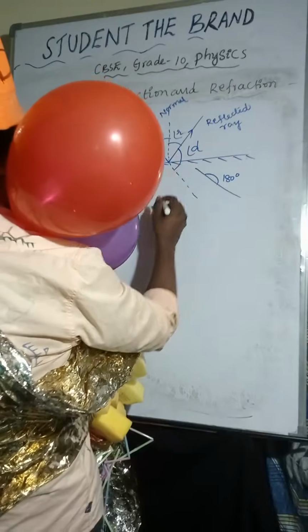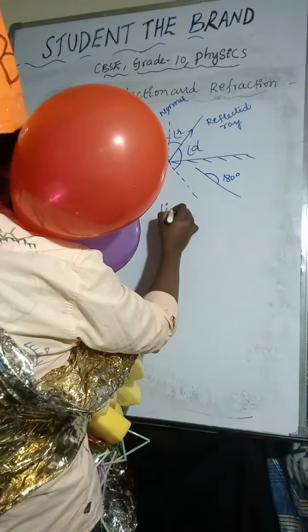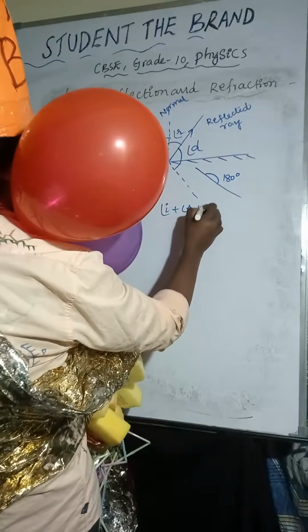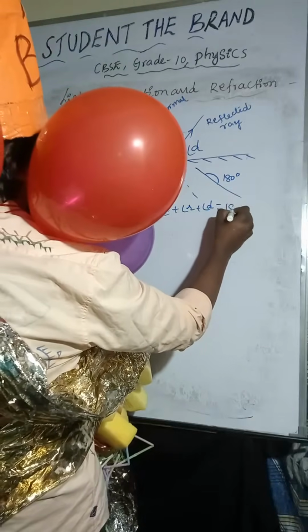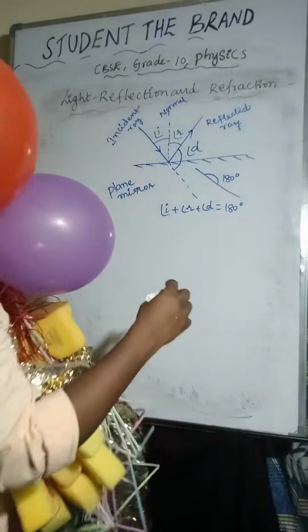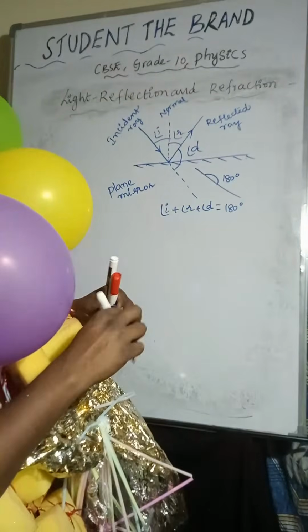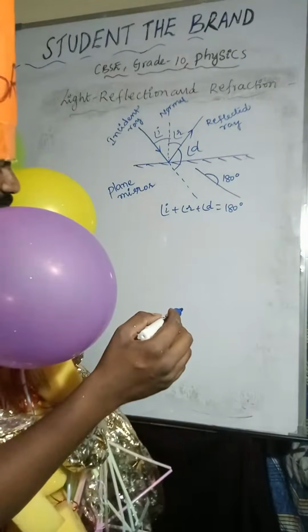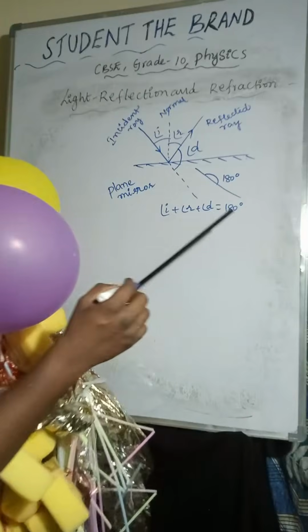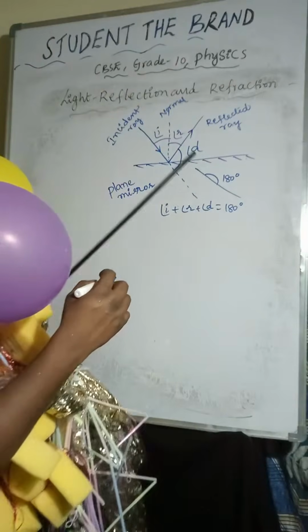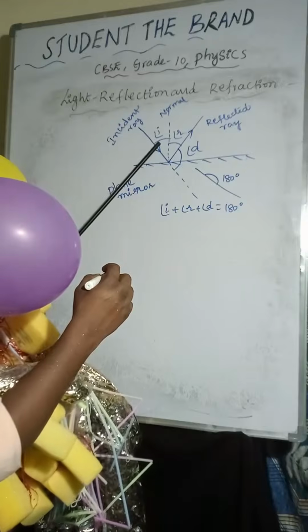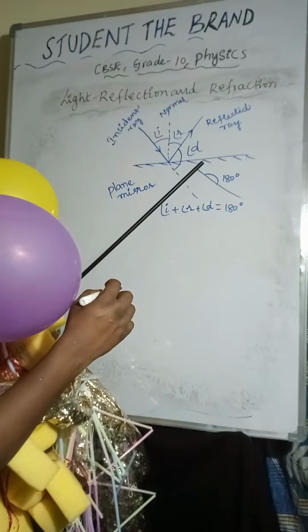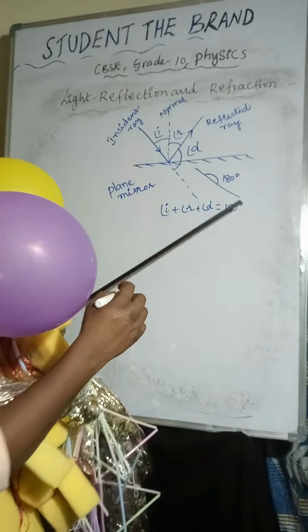So here you can observe angle of incidence plus angle of reflection plus angle of deviation equals 180 degrees. Okay, because it is a linear angle. Angle of incidence plus angle of reflection plus angle of deviation equals 180 degrees.